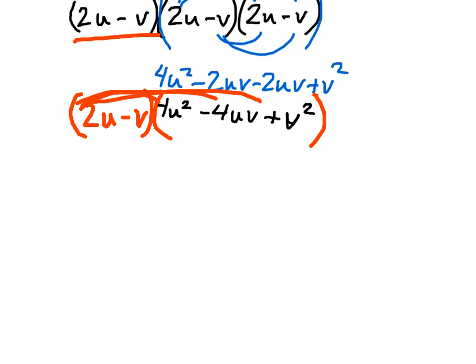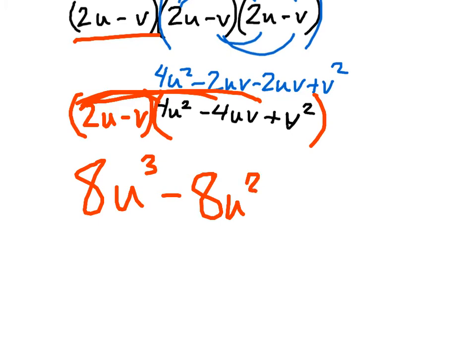You'll have 8u cubed. Then in the middle you get minus 8u squared v. And then last rainbow on the top there is 2uv squared.